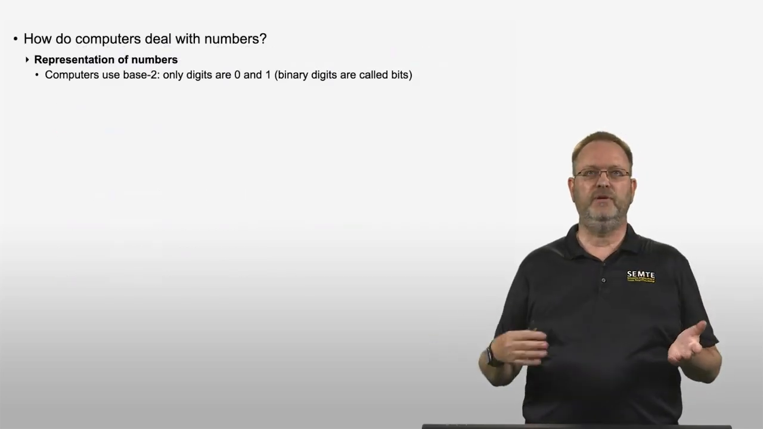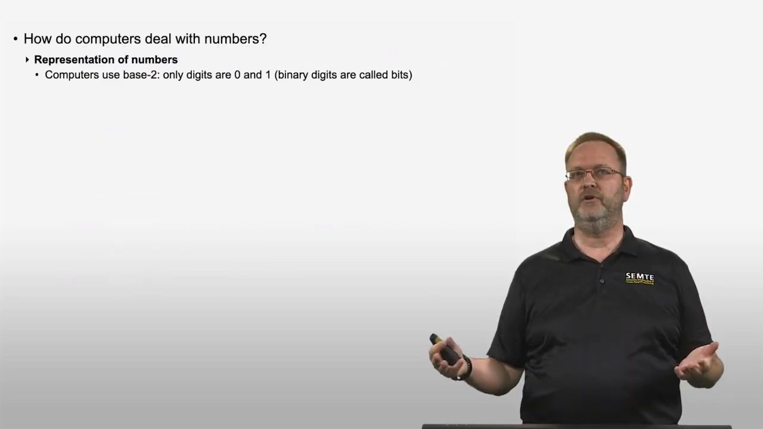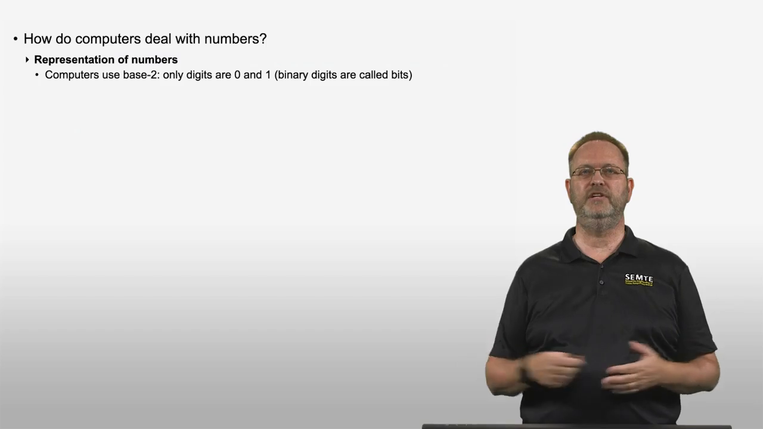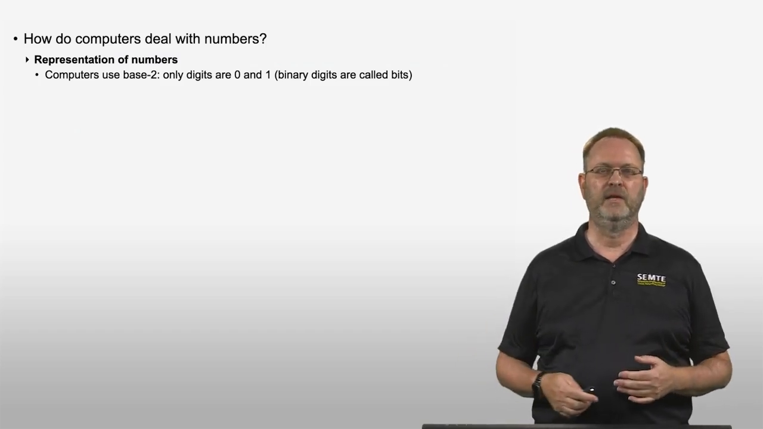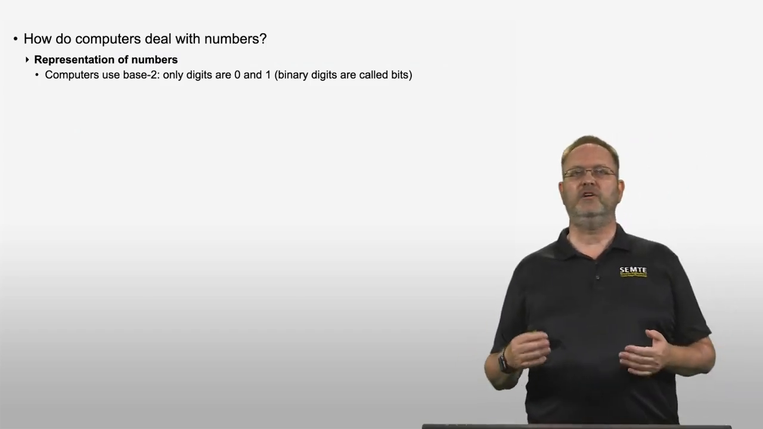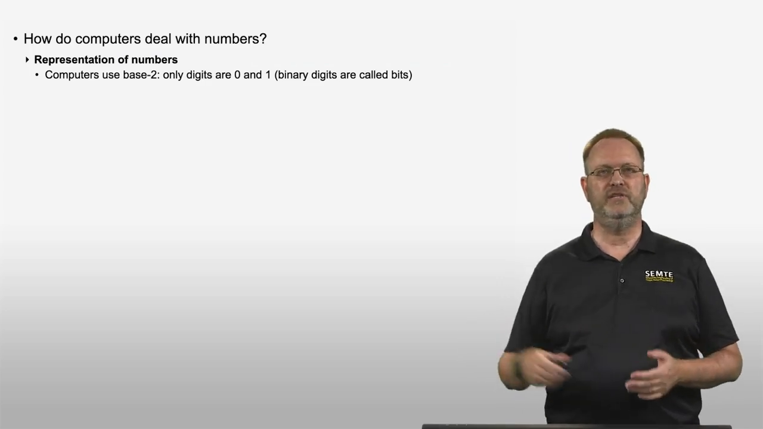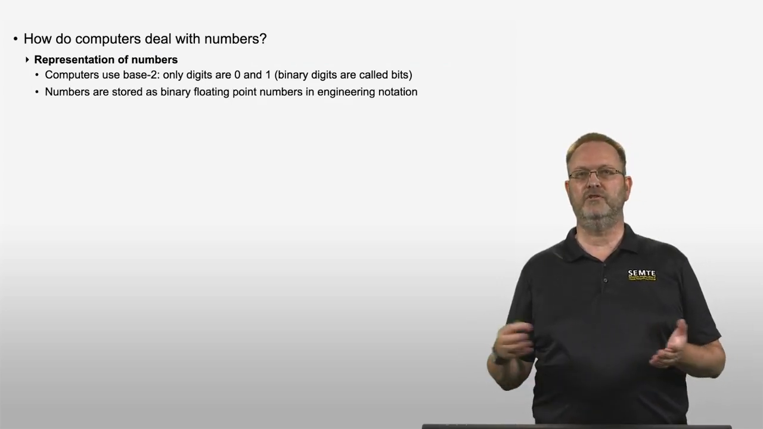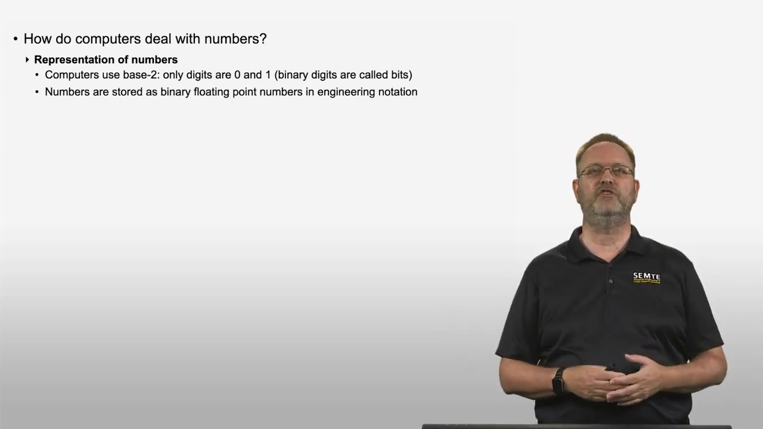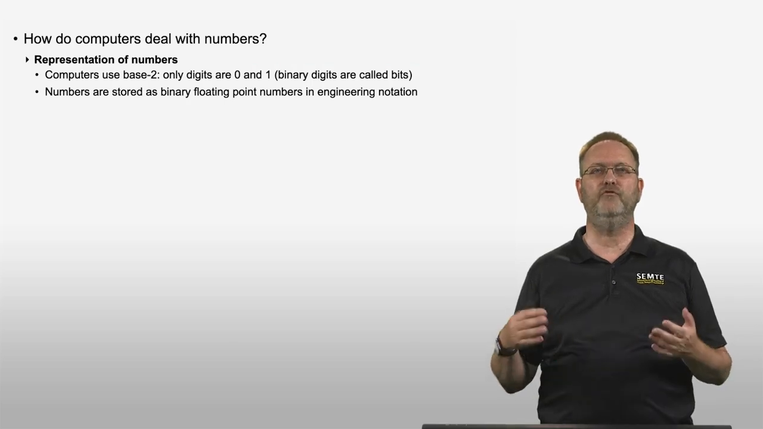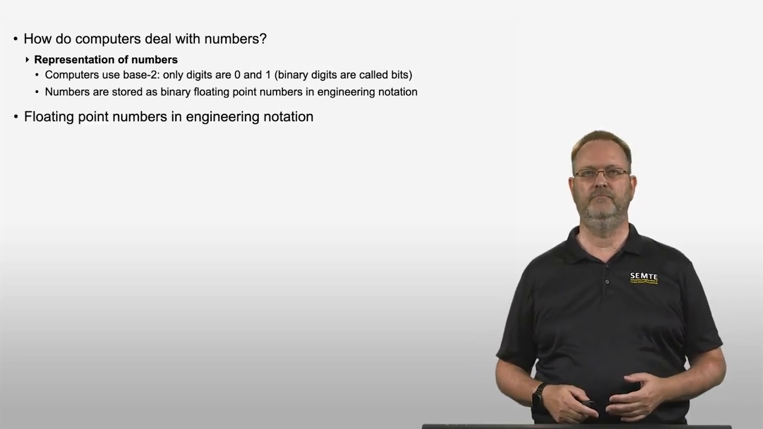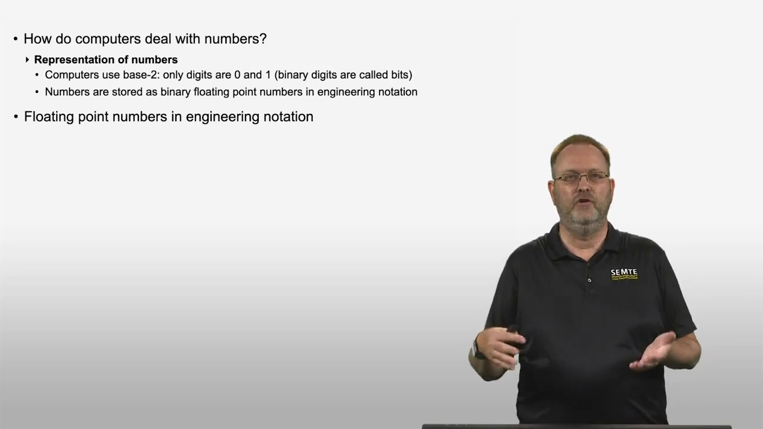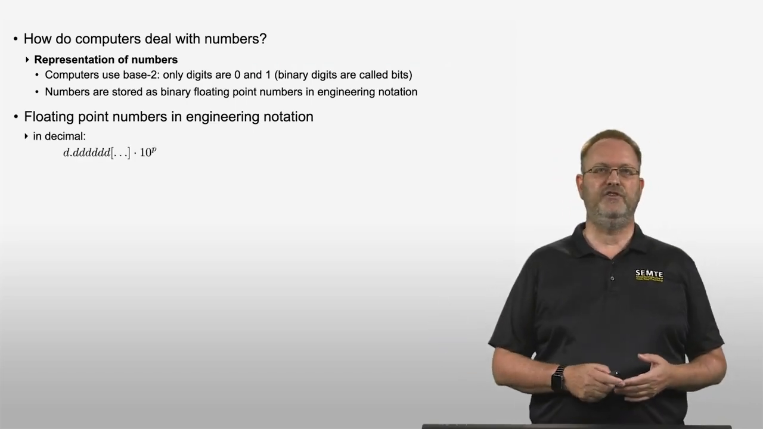In prior videos, we've talked about how computers store numbers and that they use a base 2, a binary system with only 2 digits, 0 or 1. But we haven't really talked about how the computer stores these binary numbers. It turns out that the numbers are stored as binary floating point numbers in engineering notation. So what is that? A floating point number in engineering notation.